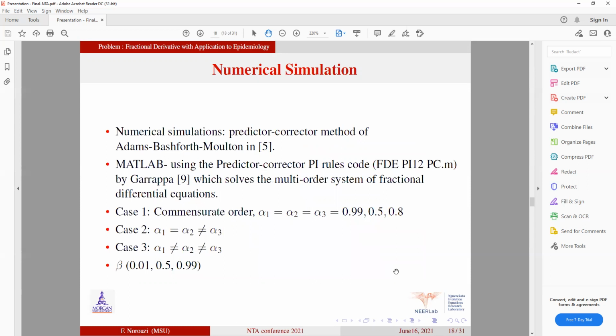For the numerical simulation, we used the predictor-corrector method of Adams-Bashforth-Moulton. We did it in MATLAB using the predictor-corrector PI rules, which solves the multi-order system of fractional differential equations using 3 different cases. In the first case, all the fractional orders are equal, and in the second and third, we consider the non-equal cases with different levels of infection.